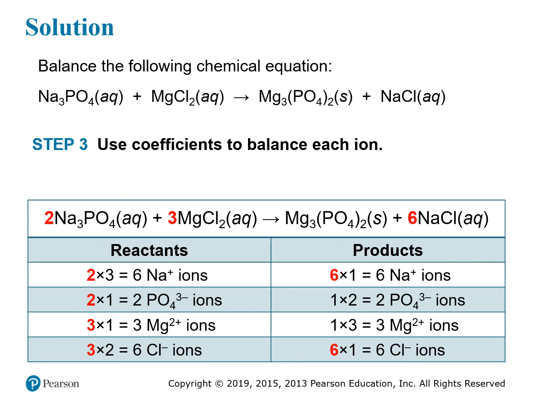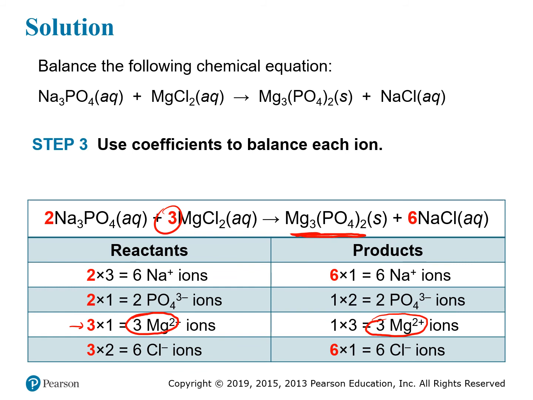So the tip is, again, to start with the most complicated or complex formula, which in this case would be magnesium phosphate, the product, which is 3 magnesium ions and 2 phosphate ions. If we need 3 magnesium ions, we have 3 magnesium on the right-hand side. So if we need 3 on the left-hand side, we have to put a 3 in front of the formula that includes magnesium. That changes this to a 3 and gives us 3 magnesium ions.